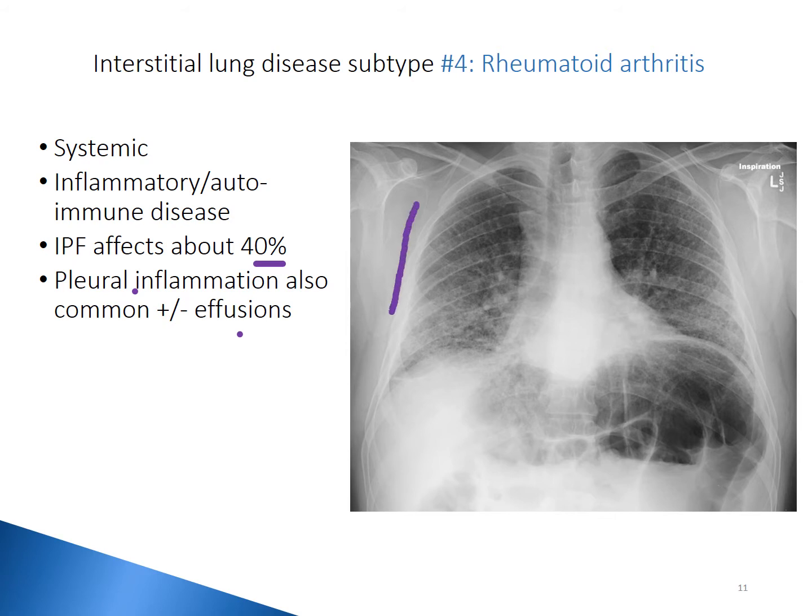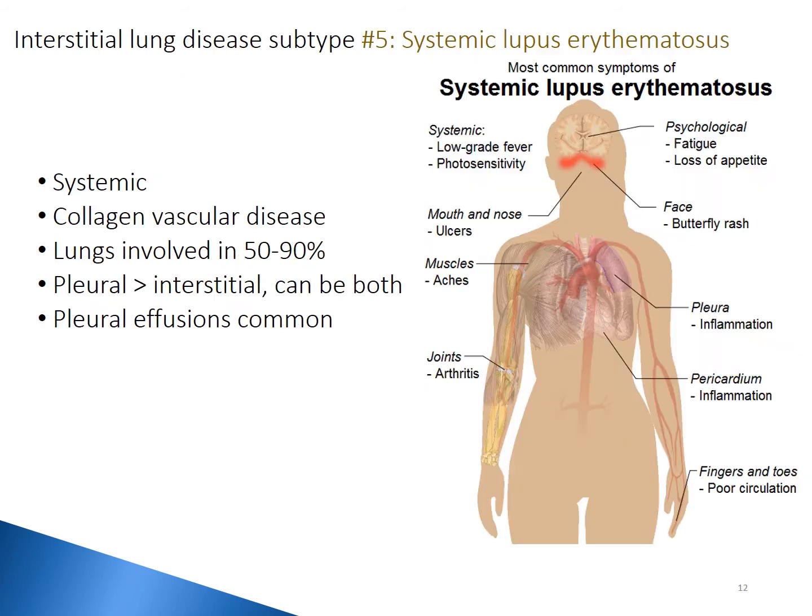So what you can see here in the picture is, first of all, that the diaphragm is sitting quite high, and that these lungs are quite restricted, and also these interstitial markings, these white markings throughout the lung, indicating scar tissue. Systemic lupus erythematosus is a systemic autoimmune collagen vascular disease that attacks the lungs in 50 to 90% of patients. The pleura is affected more often than the interstitial spaces, but both can be involved. So again, you've got a bit of a double whammy.